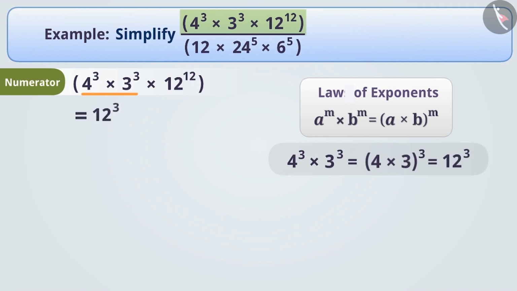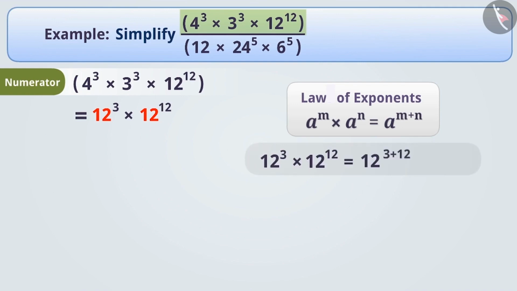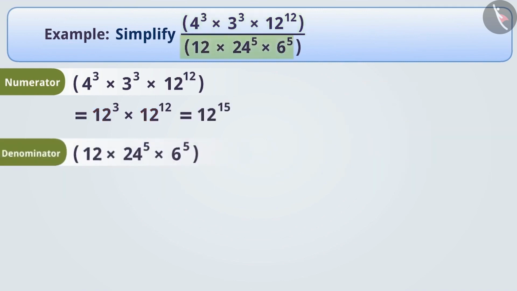Now we will solve 12 cube into 12 to the power of 12. Here, the base is the same, so we will use the law a to the power of m into a to the power of n, which is equal to a to the power of m plus n. Using this law, we will get 12 to the power of 3 into 12 to the power of 12 is equal to 12 to the power of 3 plus 12, which is equal to 12 to the power of 15.